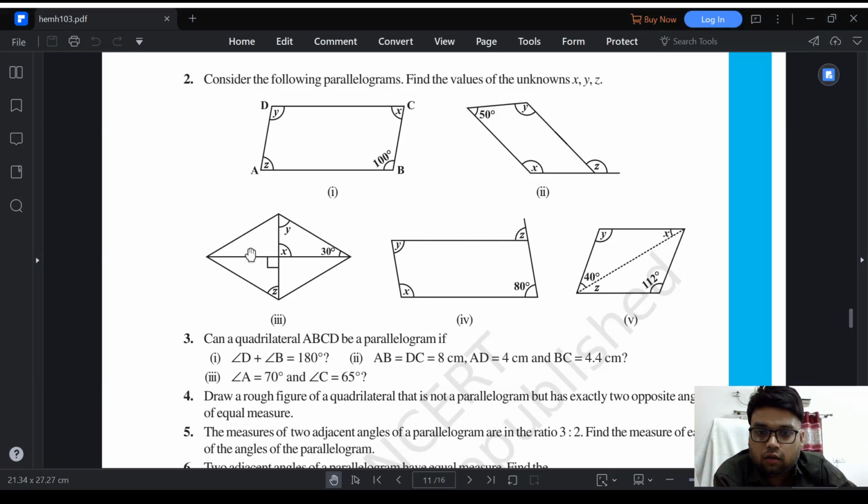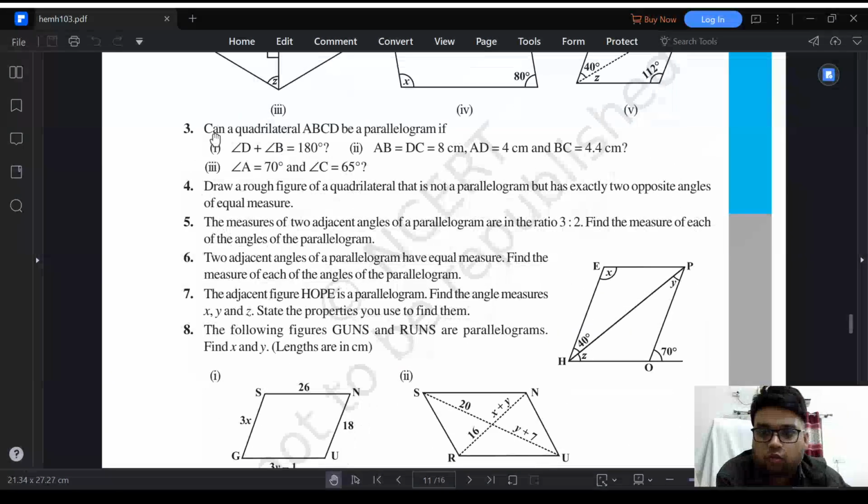Now further questions. These are all solved in a similar way. They are all simple questions. Now moving forward to question number 3: can a quadrilateral ABCD be a parallelogram? Angle D plus angle B is equal to 180 degrees. AB is equal to DC is equal to 8 centimeters.